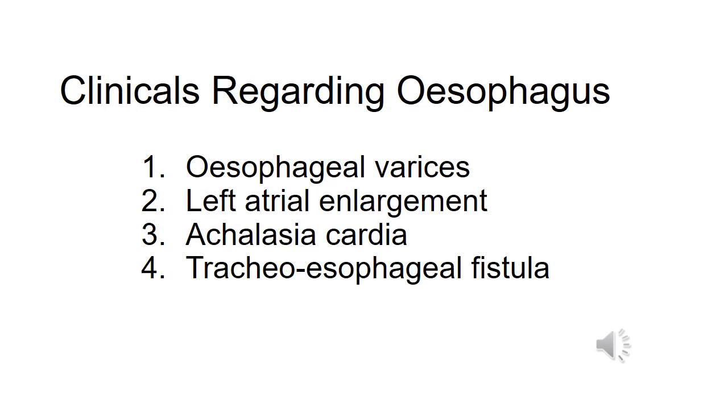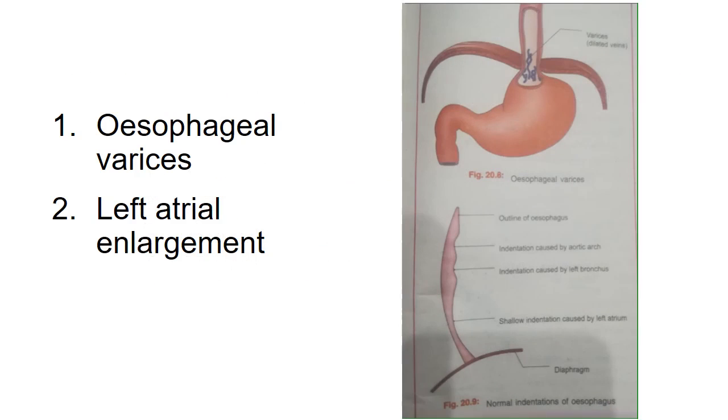So far, we are done with the anatomical features and relations of the esophagus. Now, let's talk about the important clinical facts regarding the esophagus. The first one is the esophageal varices. What are esophageal varices? In portal hypertension, the communications between portal and systemic veins draining the lower end of the esophagus dilate. As you can see here, these dilatations are called esophageal varices. Rupture of these varices can cause serious hematemesis or vomiting of blood.